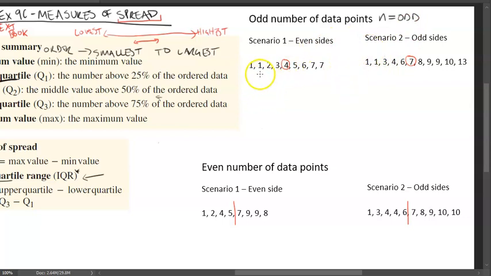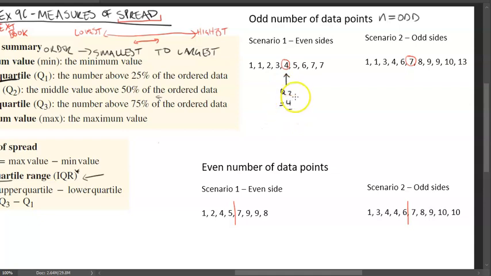Okay, so in this case here, scenario 1 is when we have an odd number of data points with even sides. What does that mean? So let's first get our Q2. All right, this is our Q2, and we know that Q2 is equal to 4. Remember, we order it from smallest to largest, and we find our middle number. In this case, it is 4.